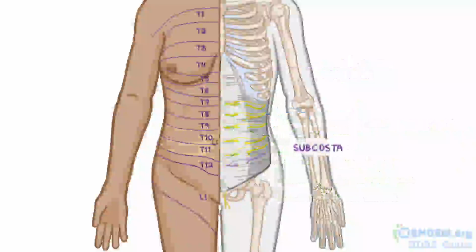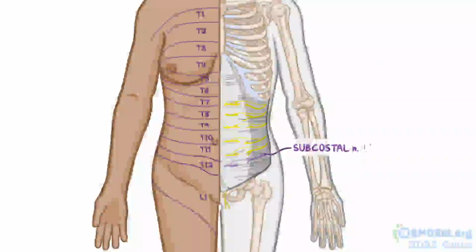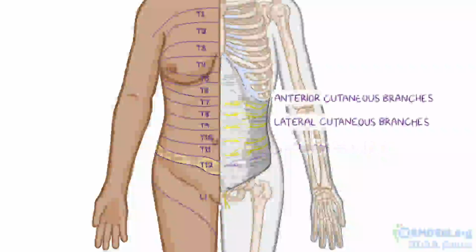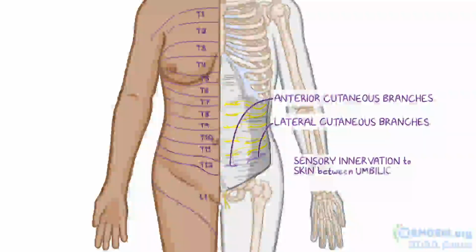Next, the subcostal nerve is the anterior ramus of the T12 spinal nerve, and as the name suggests, it runs along the lower border of the 12th rib before entering the neurovascular plane of the abdominal wall. Similar to the thoracoabdominal nerves, the subcostal nerves also divide into anterior and lateral cutaneous branches, which provide sensory innervation to the skin between the umbilicus and iliac crest.